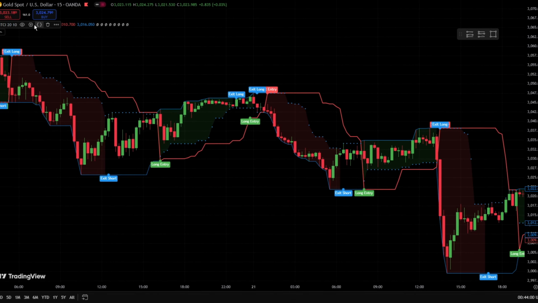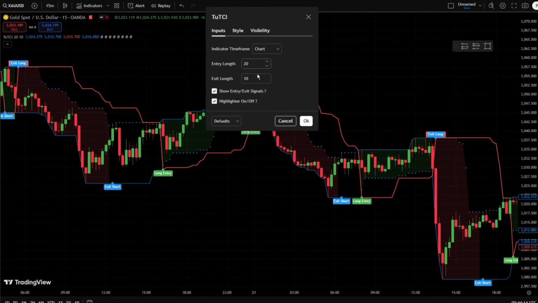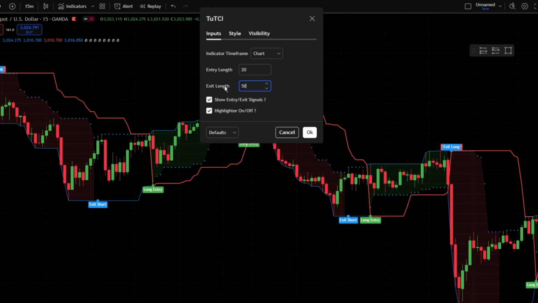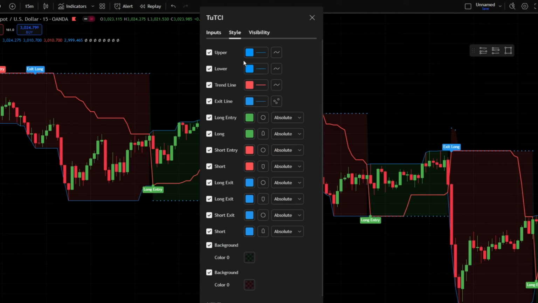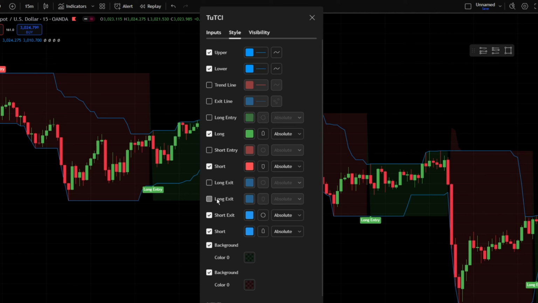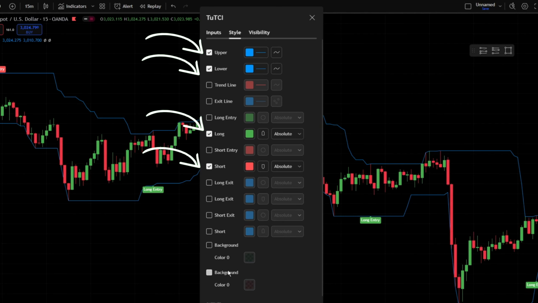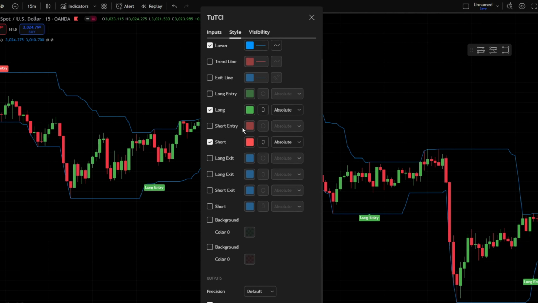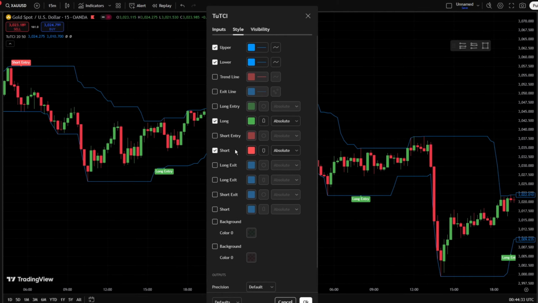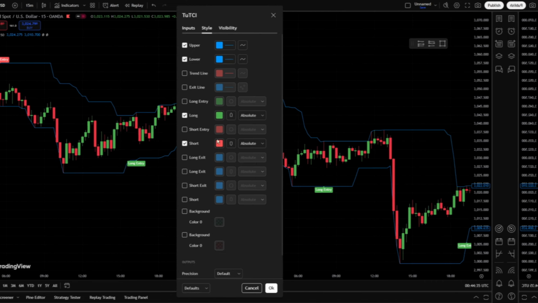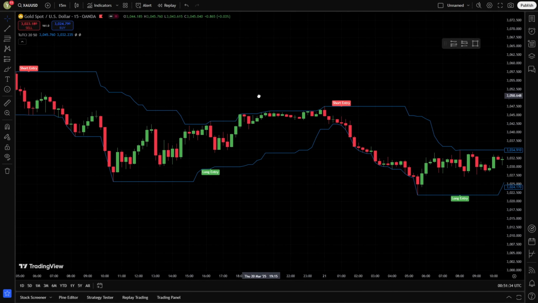Adjusting the settings, go to the Inputs tab and change the exit length value to 50. Go to the Style tab and uncheck all markers except the ones you need. Next, adding the Trend Alert indicator for confirmation.